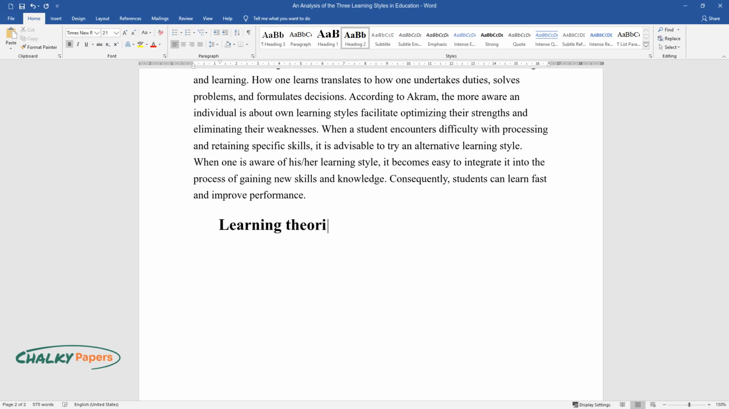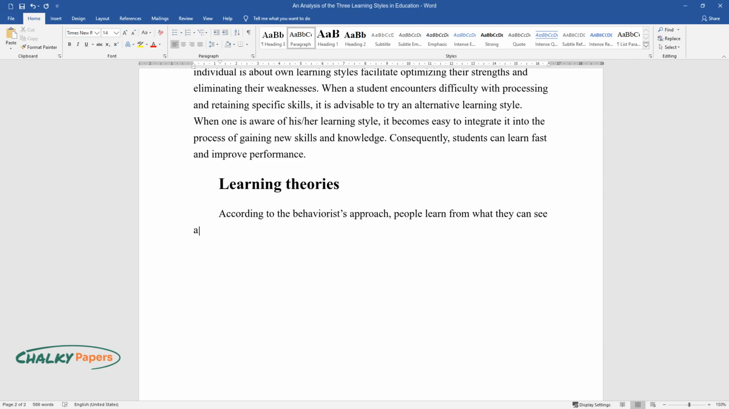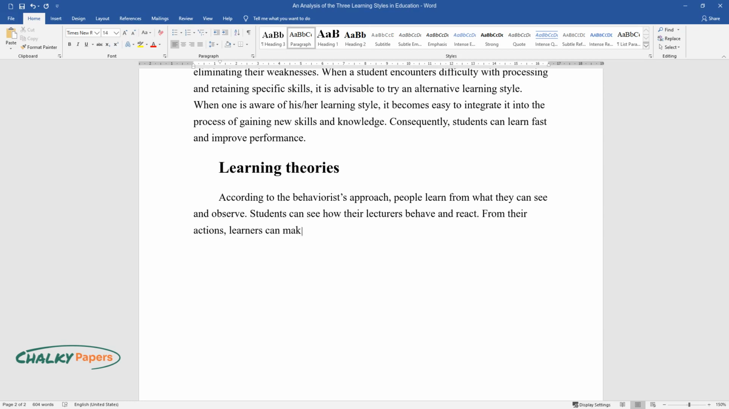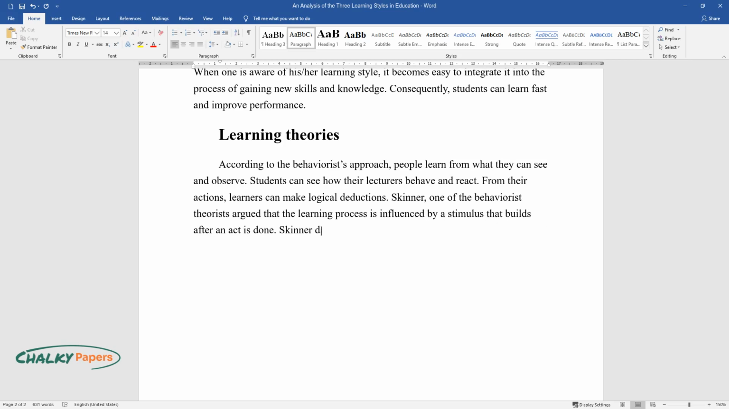Learning theories. According to the behaviorist's approach, people learn from what they can see and observe. Students can see how their lecturers behave and react. From their actions, learners can make logical deductions. Skinner, one of the behaviorist theorists, argued that the learning process is influenced by a stimulus that builds after an act is done. Skinner defined these stimuli as reinforcers.